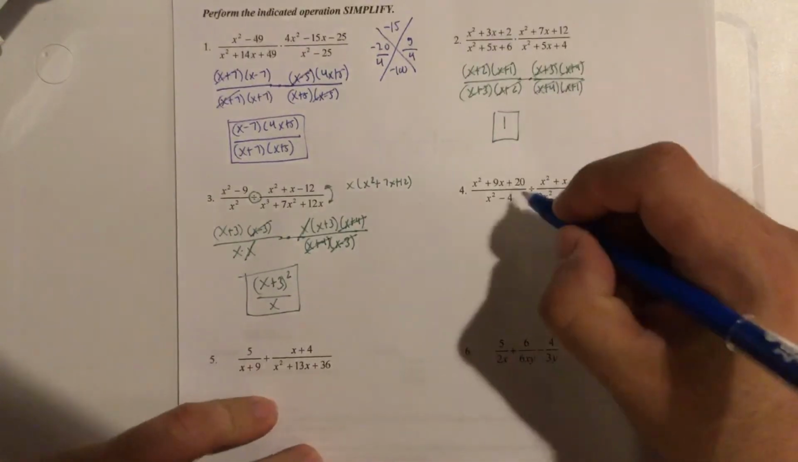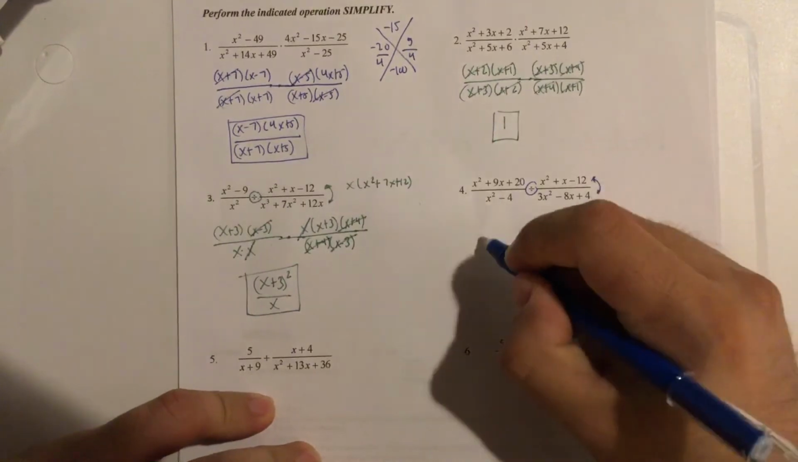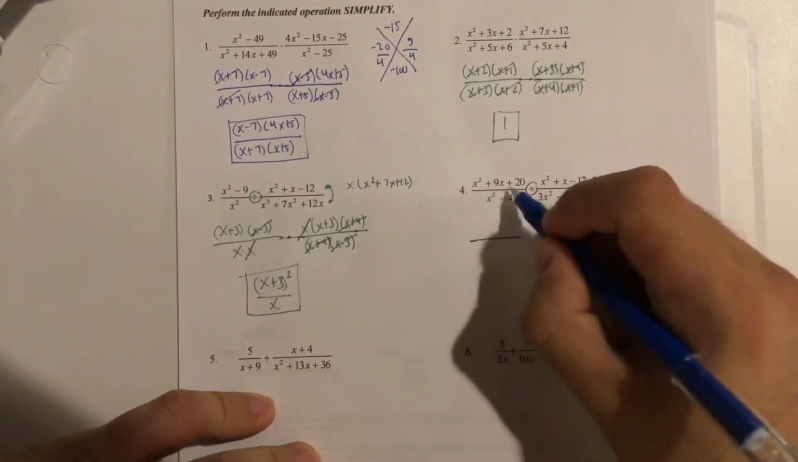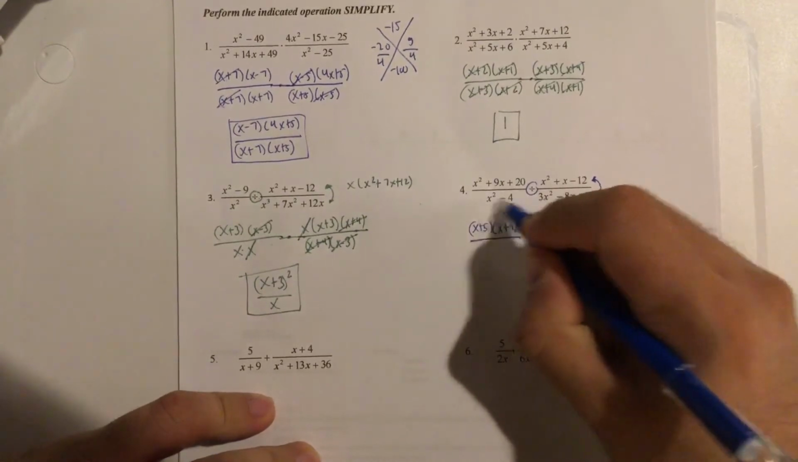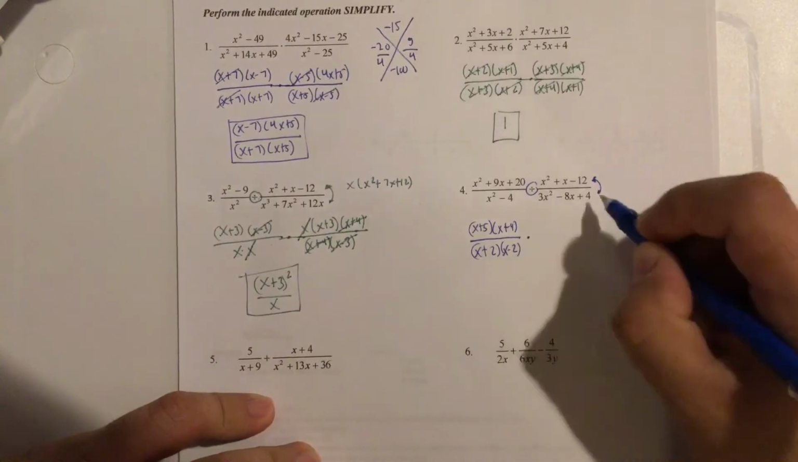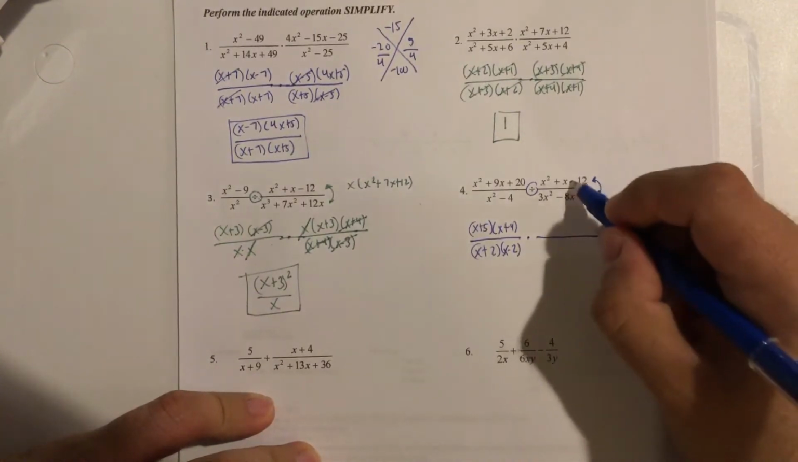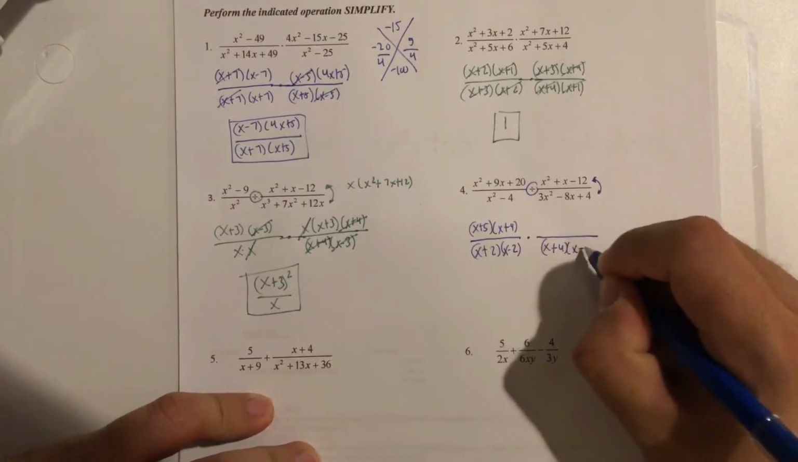All right, for the next one, it's another division one, so we're going to flip the second one over, and then we're going to multiply. So let's start by factoring again. So x plus 5, x plus 4. Difference of two squares, x plus 2, x minus 2, times, so now we're going to flip this over, so this moves to the bottom, so it's going to be x plus 4, x minus 3.